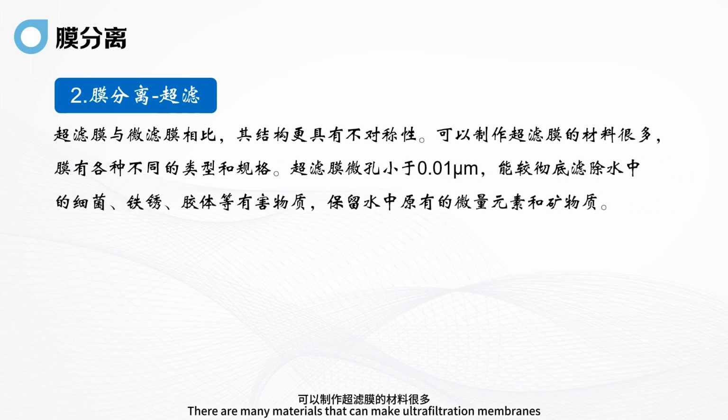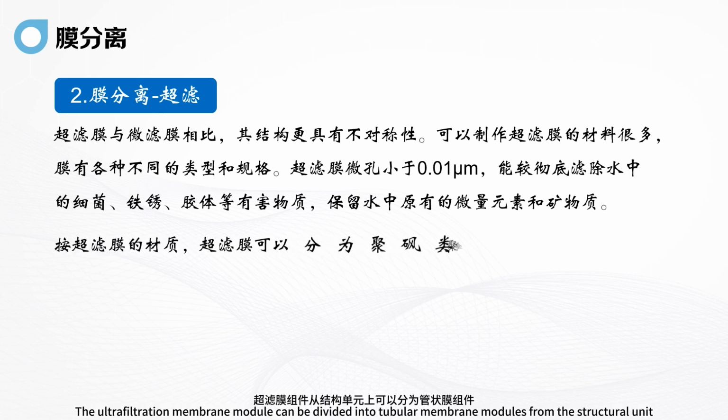There are many materials that can make ultrafiltration membranes. There are various types and specifications of membranes. The micropore of the ultrafiltration membrane is less than 0.1 micron. It can completely filter out harmful substances such as bacteria, rust, and colloid in water, while retaining the original trace elements and minerals in the water.